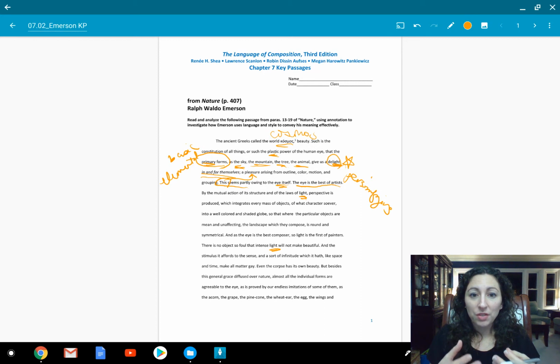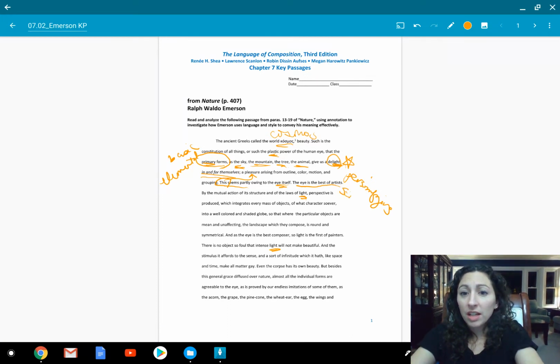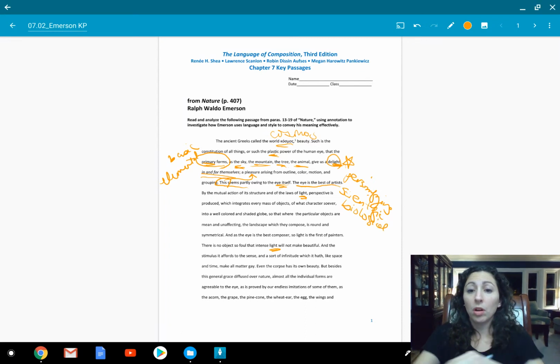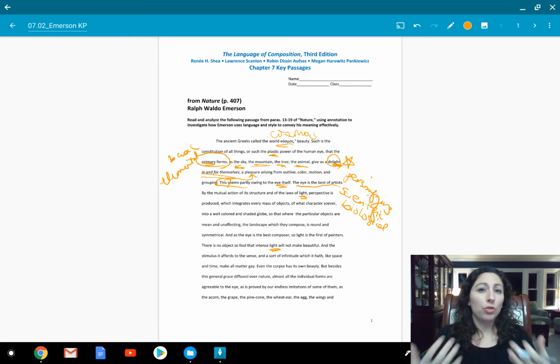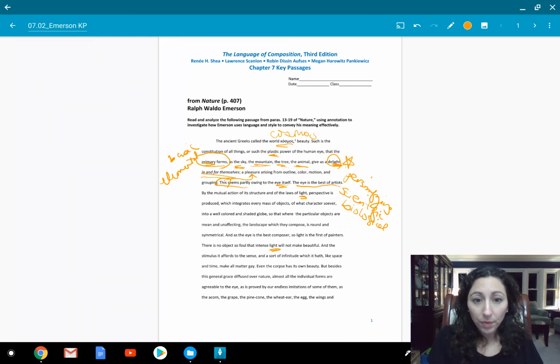By the mutual action of its structure and the laws of light, perspective is produced. So he does recognize that there is a scientific reason, really a biological reason, for why we perceive nature the way we do. And so it's not just about how we feel, it's also how our bodies contribute to how we feel and how we are almost made, we are made to understand this beauty. Okay.